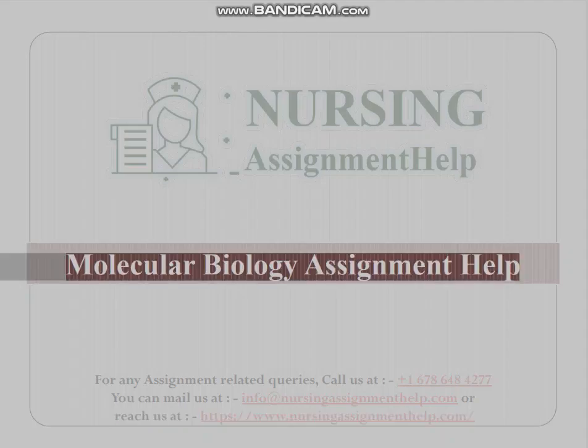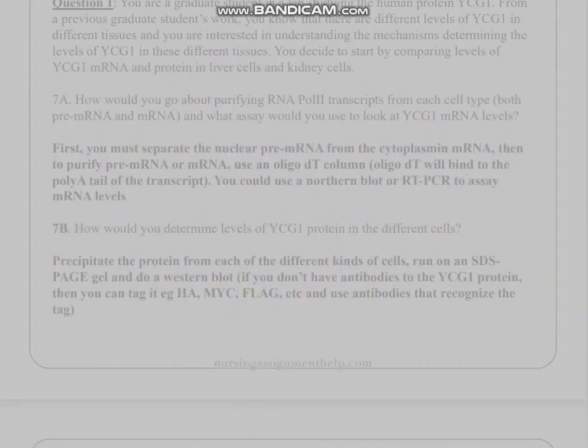Molecular Biology Assignment Help. Question 1. You are a graduate student in a lab studying the human protein YCG1. From a previous graduate student's work, you know that there are different levels of YCG1 in different tissues, and you are interested in understanding the mechanisms determining the levels of YCG1 in these different tissues. You decide to start by comparing levels of YCG1 mRNA and protein in liver cells and kidney cells.